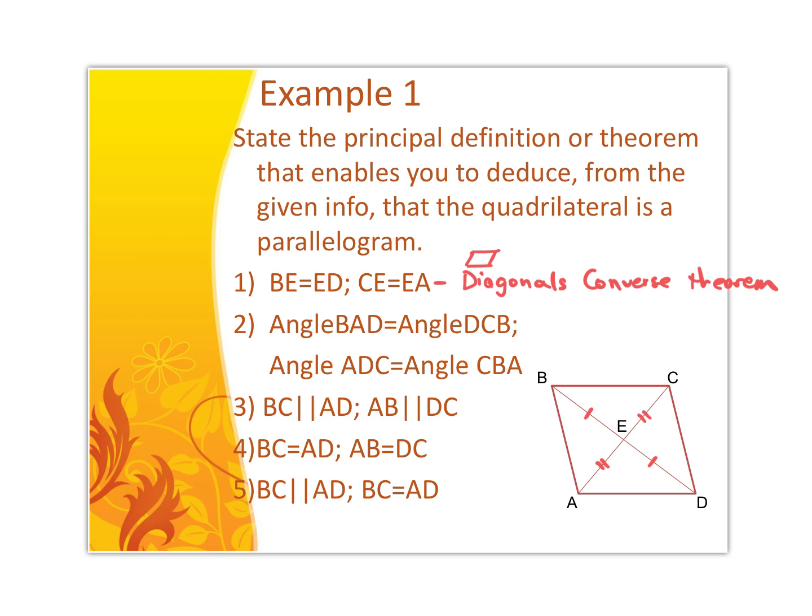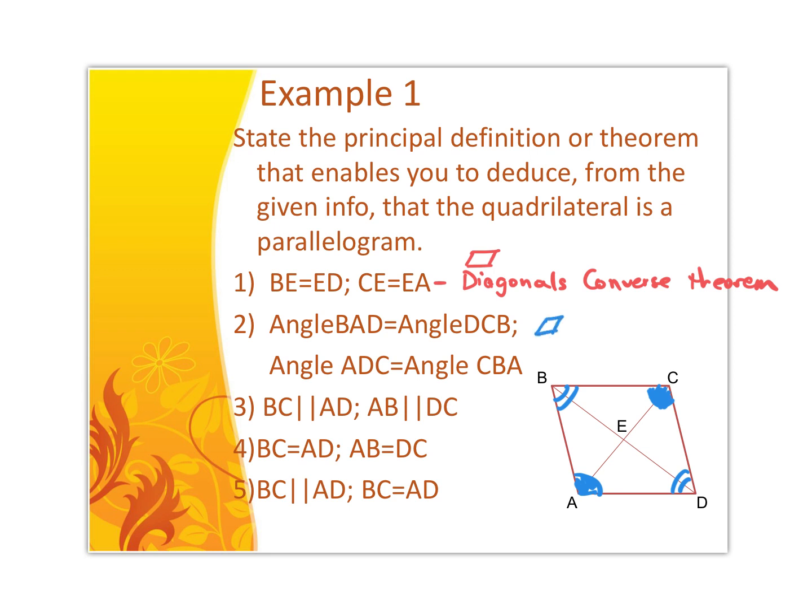Let me erase this red one. Okay, so the next one says angle BAD, this big angle here, is congruent to DCB, this big angle here, and angle ADC, this angle, is congruent to angle CBA, which is this angle. And so notice both pairs of opposite angles are congruent, and therefore it's a parallelogram.